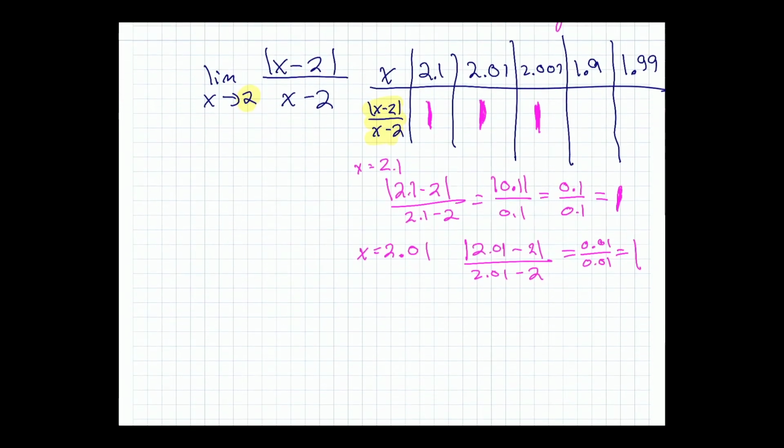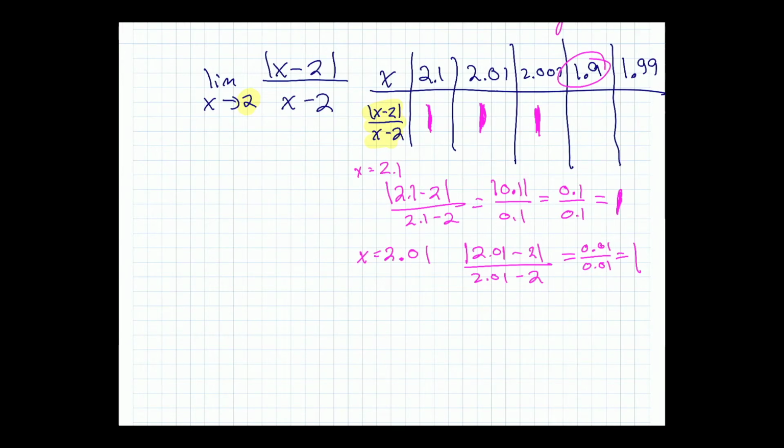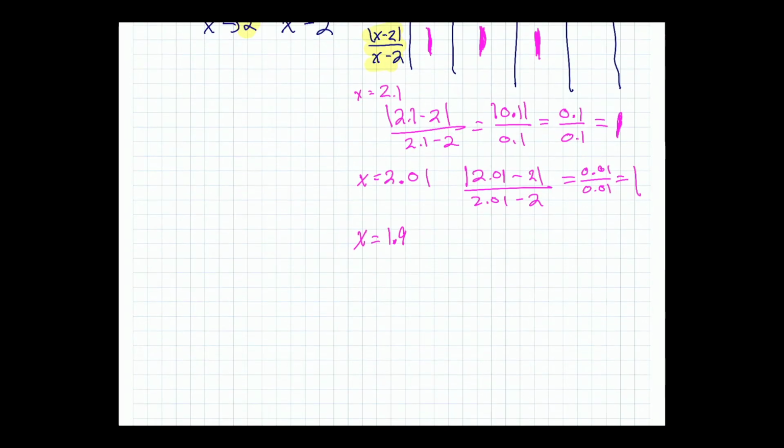Now what about to the left though? Let's try this one, the 1.9. If you put x equals 1.9 into this fraction, you're going to get the absolute value of 1.9 minus 2 over 1.9 minus 2 not in absolute value. So you get the absolute value of negative 0.1 on top, right? On the bottom, you get 1.9 minus 2, which is minus 0.1.